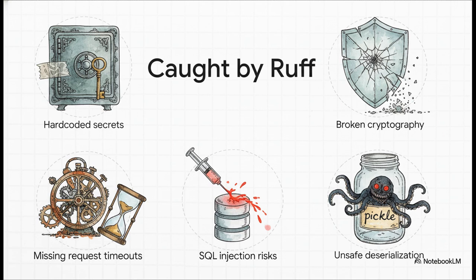Hard-coded API keys? That's basically like leaving your house key under the doormat. Using an old broken algorithm like MD5, you might as well be using a padlock from the 1990s. Forgetting to add timeouts to your requests? That's a wide-open invitation for a denial of service attack. These aren't just abstract risks, they are the root cause of so many data breaches.